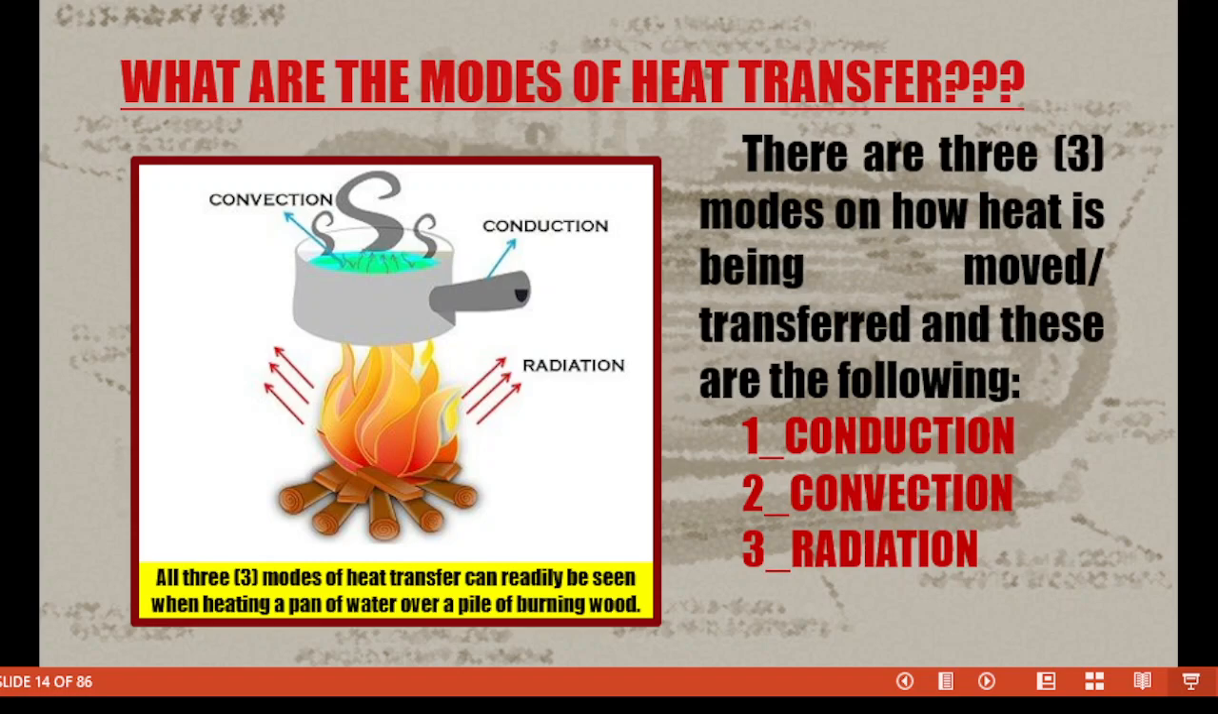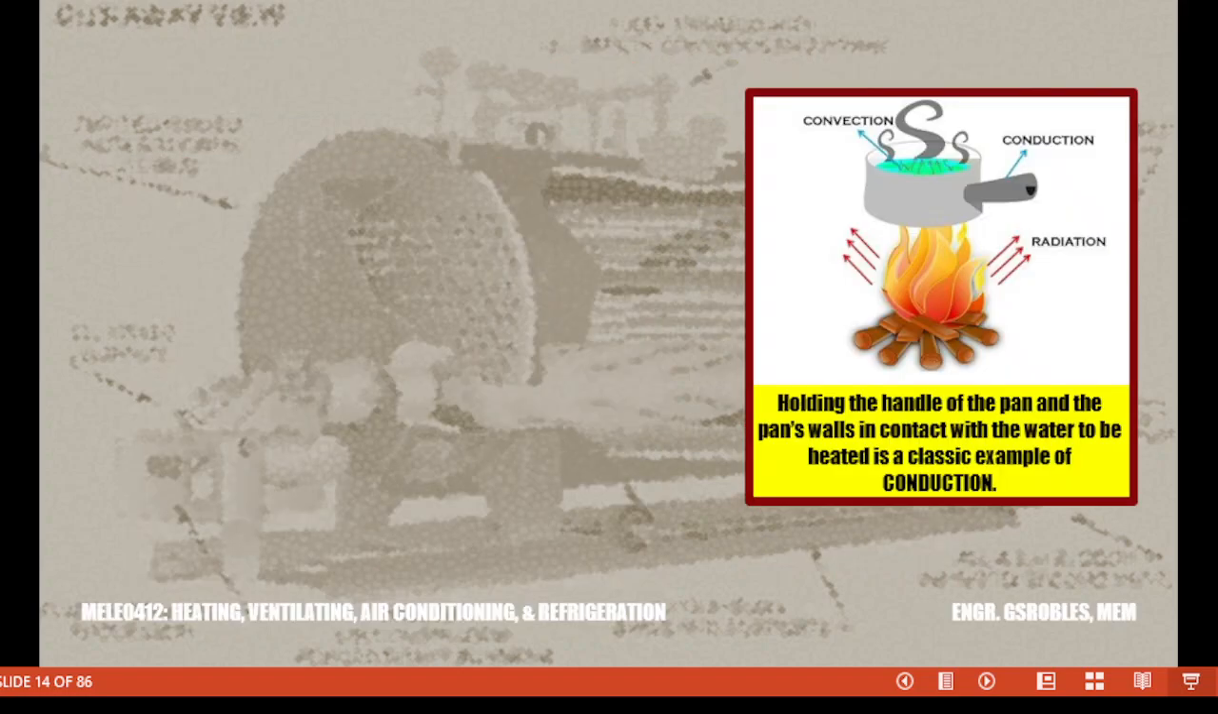So sa radiation, it may take place with or without the presence of air or that of gases. So sa space, wala tayong presence ng tinatawag nating air. So basically, ang transfer ng heat natin dito is being done by the so-called invisible electromagnetic waves.